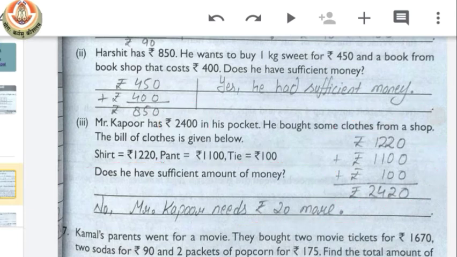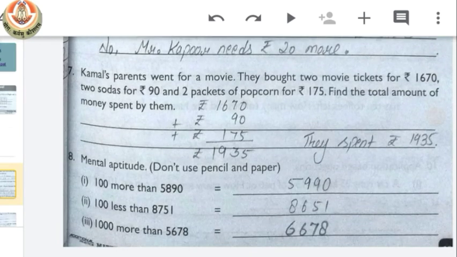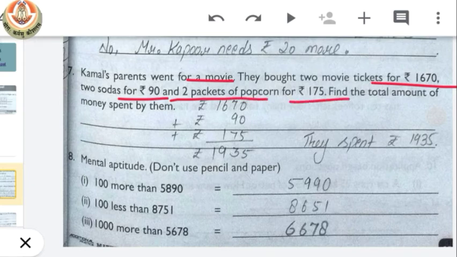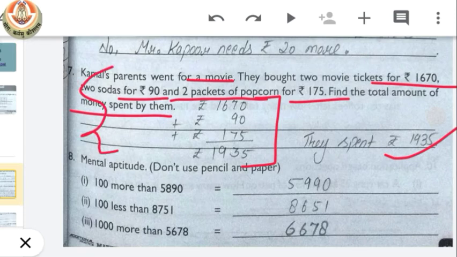Okay class. Now the next question is, Kamal's parents went for a movie. They bought 2 movie tickets of rupees 1670, 2 sodas of rupees 90 and 2 packets of popcorn of 175. We have to find how much total money they spent in all. So when we add, we get a total of 1935 rupees. This is a very simple, just an addition question.